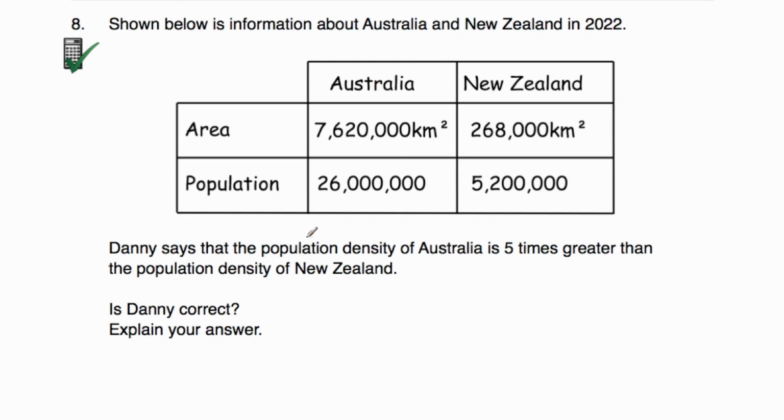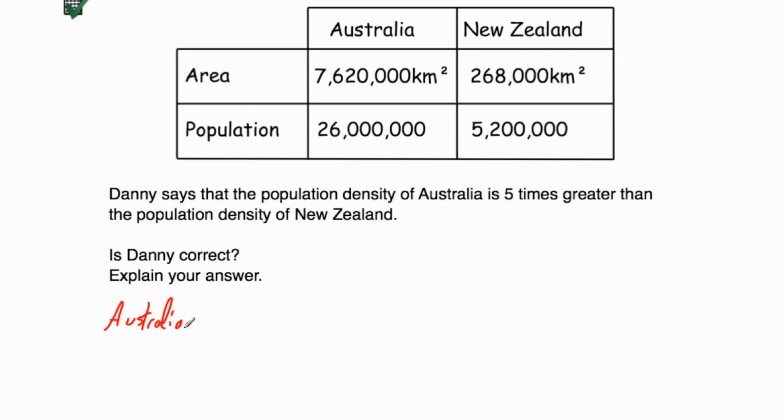So in this question, Danny's saying that the population density of Australia is 5 times greater than the population density of New Zealand. Well, we're going to need to work out what the population densities are then of Australia and New Zealand. And to do that, we're going to divide the population by the area. So in other words, if we take our 26 million Australians and we were to share them out equally amongst each one of the 7,620,000 square kilometres, how many people would be in each square kilometre? And we'll do the same for New Zealand, and then that will be our population densities, and then we can compare them and see, is the population density for Australia 5 times greater than the population density for New Zealand? Okay, so let's get started. So let's start off with Australia. So the population of Australia is 26 million.